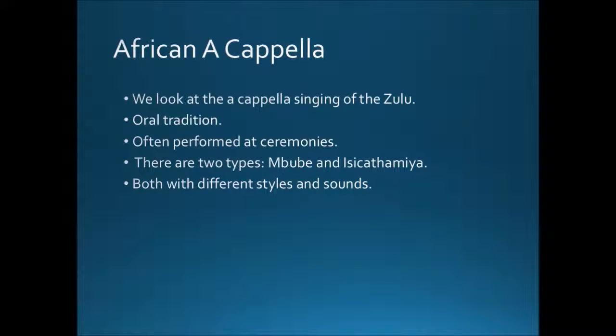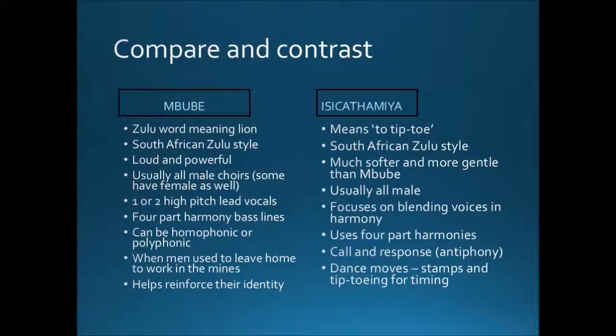So, African a cappella, we're going to look at the a cappella singing of Zulu, which is an oral tradition, which means it's passed down from person to person and it's not written down. It's often performed at ceremonies, and there's 2 types, which you can see on the screen, and they both have different styles and sounds. Now, the 2 styles are seen below. I'll give you a couple of seconds just to read the list.